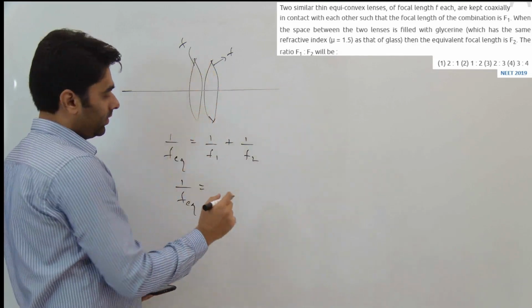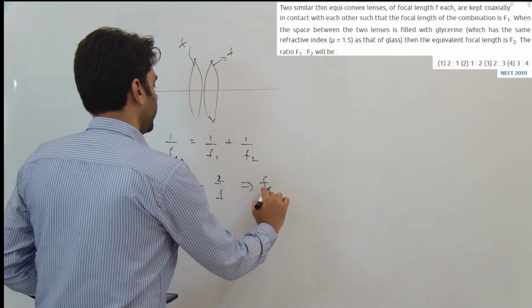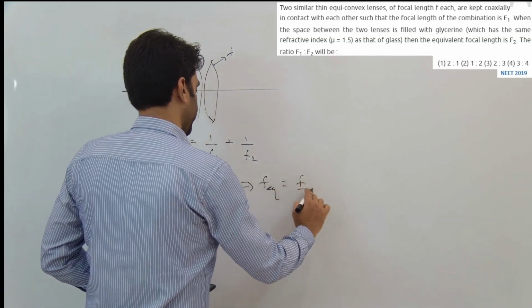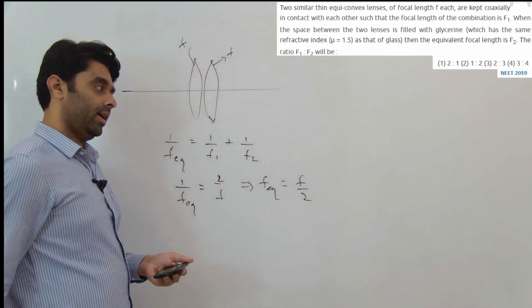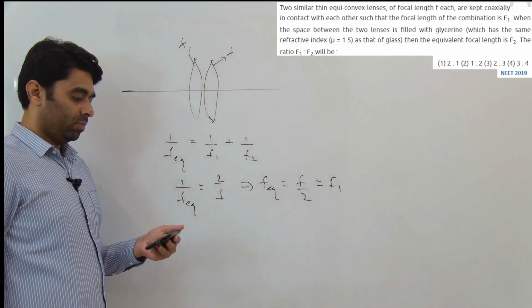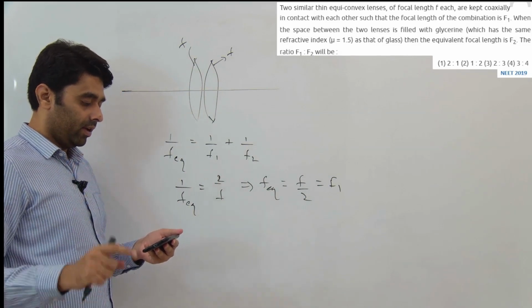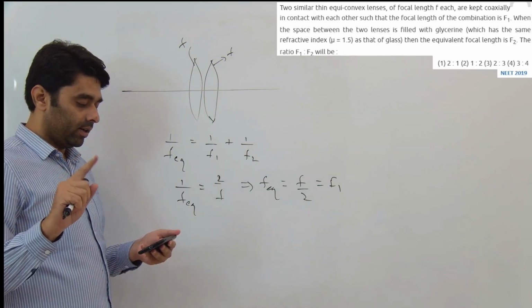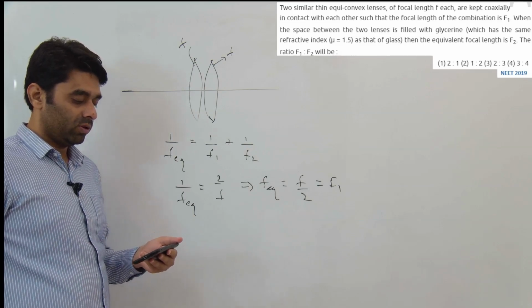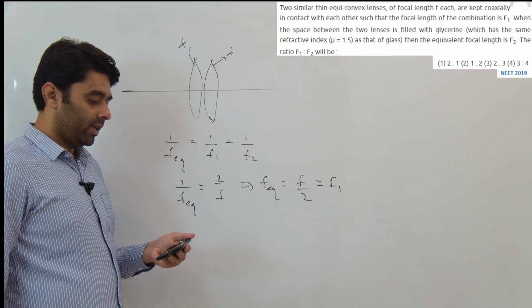Both are same. So 1 by f plus 1 by f, that will be 2 by f. So in this case, f equivalent is coming out to be f by 2, which they have given us as f1. Okay. Next it says, when the space between the two lenses is filled with glycerin, which has the same refractive index mu equals 1.5 as that of glass, then the equivalent focal length is f2.